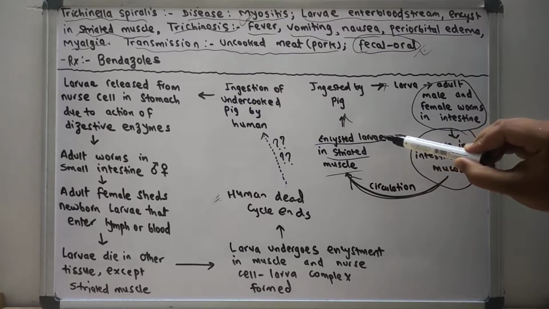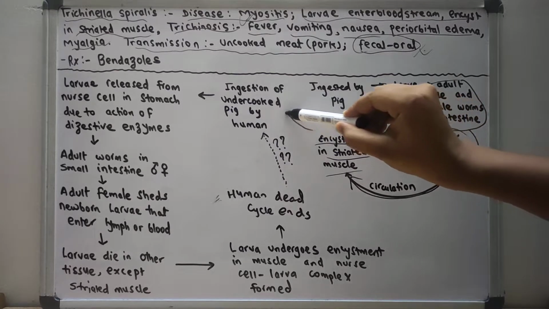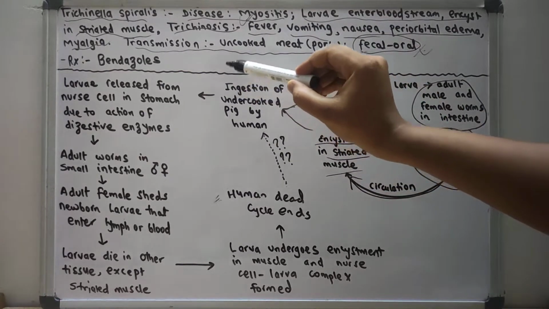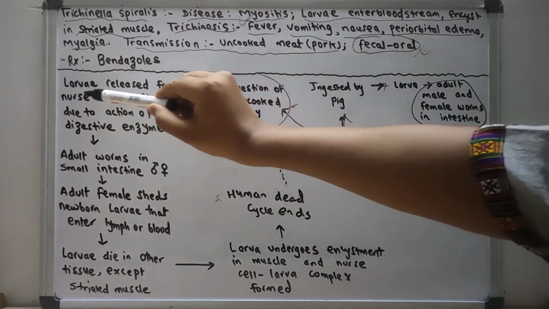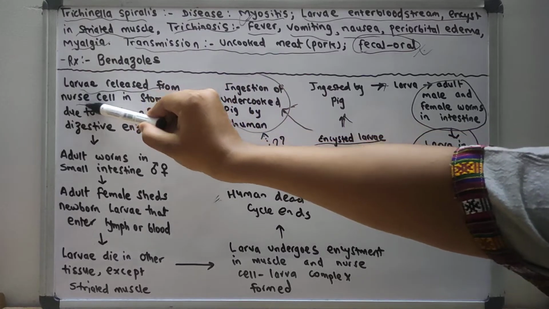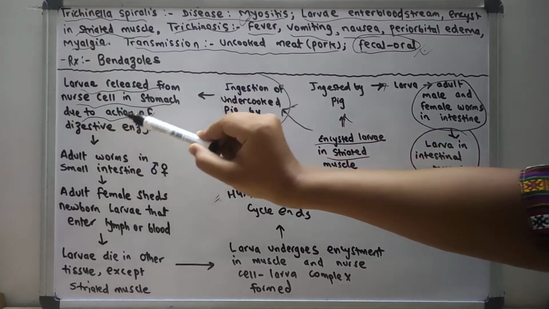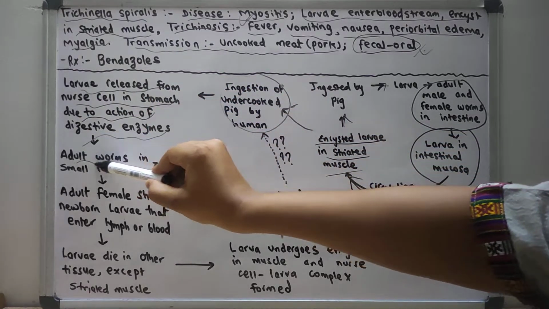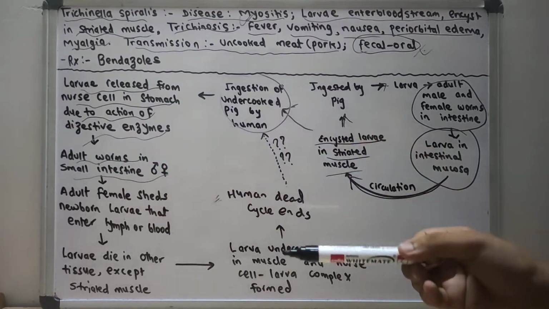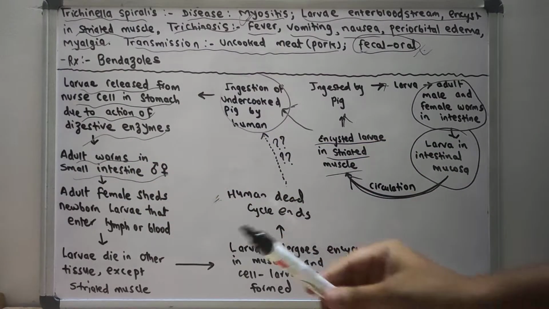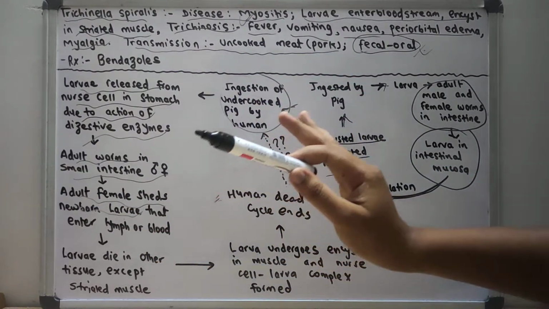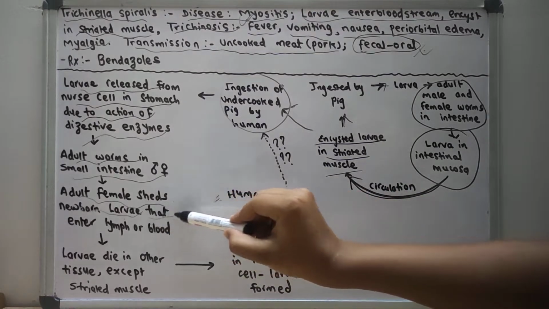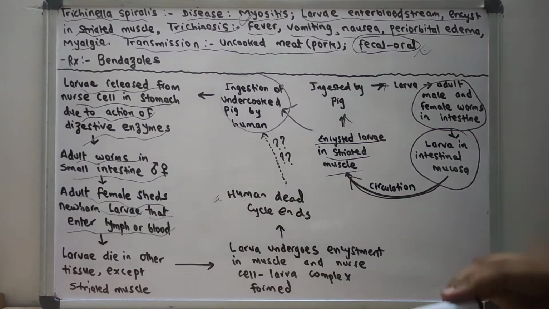But if the encysted larva in the striated muscle is ingested by a human being through uncooked meat, then the larva is released from the nurse cell in the stomach due to the action of digestive enzymes and forms the adult worm in the small intestine of the human being. After the male and female adult worms mate, the adult female sheds the newborn larva, and it enters the lymph or blood.